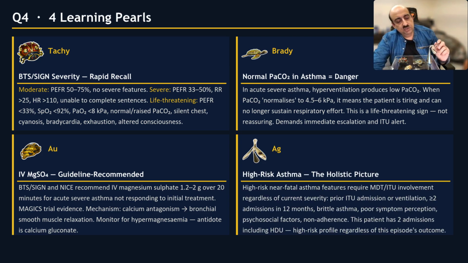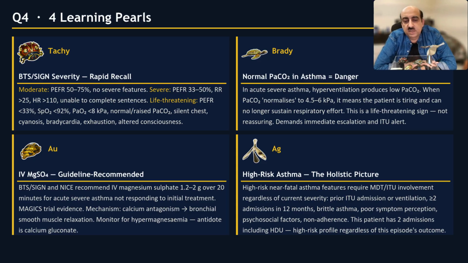And finally, the holistic balance. High risk asthma, think of the holistic picture. A patient with a previous history of ITU or HTU admission or ICU admission in the last 12 months, or 2 or more admissions with acute severe asthma in hospital, brittle asthma, history of poor symptom perception, psychosocial factors, non-adherence to treatment. All of these should alert the clinician to the possibility of requiring high dependency unit or ITU support, at least make them aware of, and just follow your local protocols and guidelines.